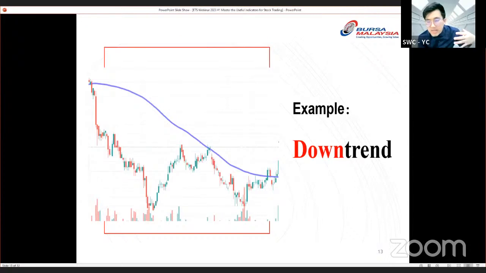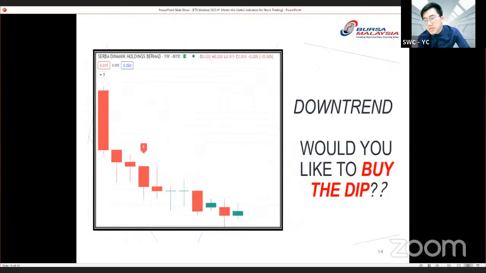You can see that the price goes down already, and then the moving average slowly comes down also, following the price, because the moving average, as we mentioned, is a confirmation signal. So for a downtrend stock, a lot of people like to do bottom catching.